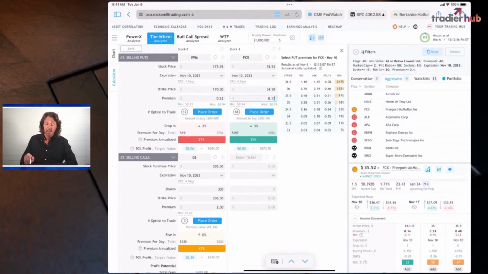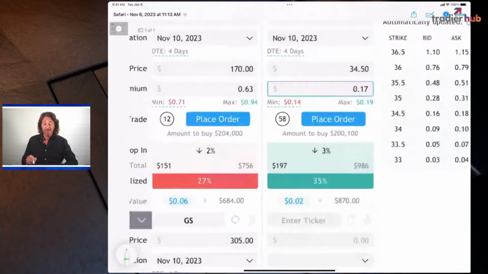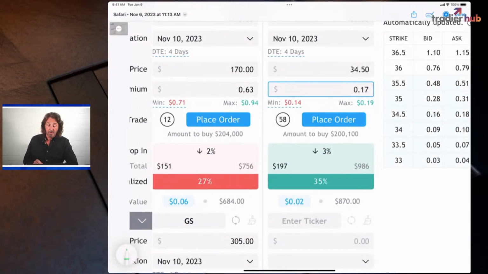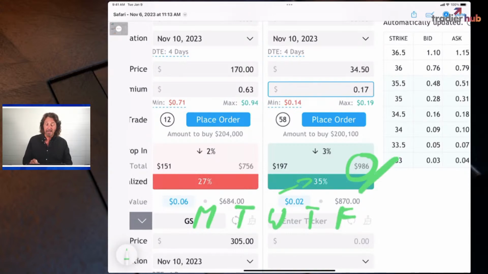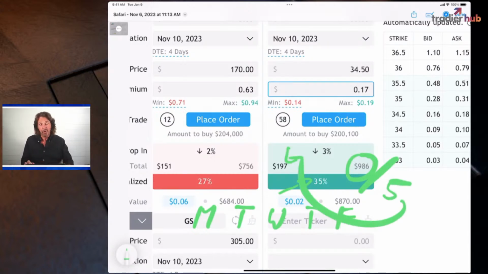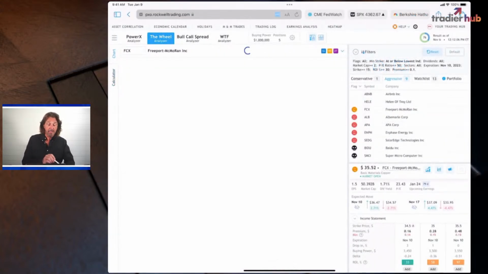And we see this would give us a very nice annualized return on investment of 35%. And again, just shy of $1,000. So since we only have 4 days to expiration, but we are also counting today since right now it is the morning of November 6th, we would hold it for Monday, Tuesday, Wednesday, Thursday, Friday. So that's 5 days. If we take the 986 divided by 5, we arrive at $197 per day.